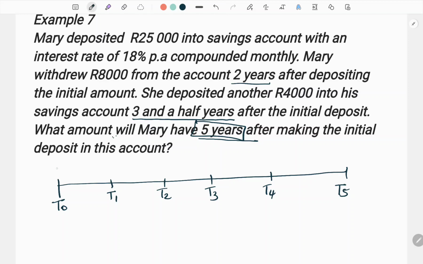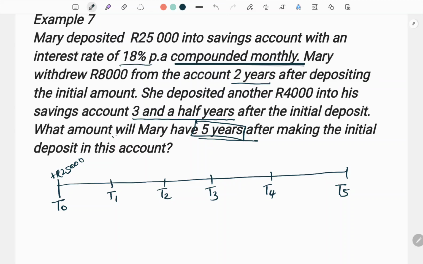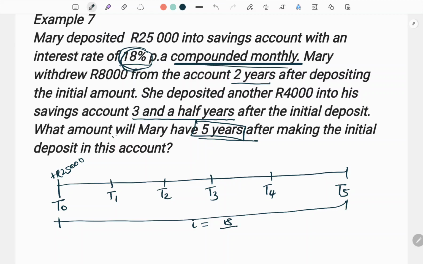Now, she deposits what? 25,000 with an interest rate of 18% compounded monthly. So I think, okay, there is no point whereby this interest rate changes. So it means for the whole period, the interest is what? 18%. So it's 18% compounded monthly. So 18 over 1,200.